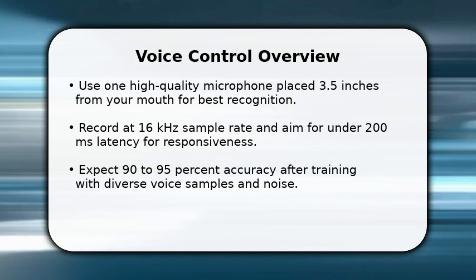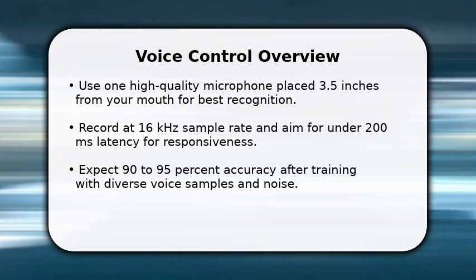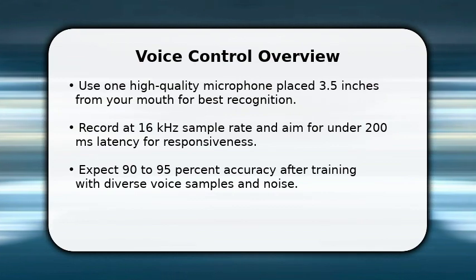Design for network and processing latency under 200 ms to keep responses feeling immediate. Prepare a training dataset with diverse accents and background noise to reach 90 to 95% accuracy. Plan privacy and local processing options based on user preferences and regulations.